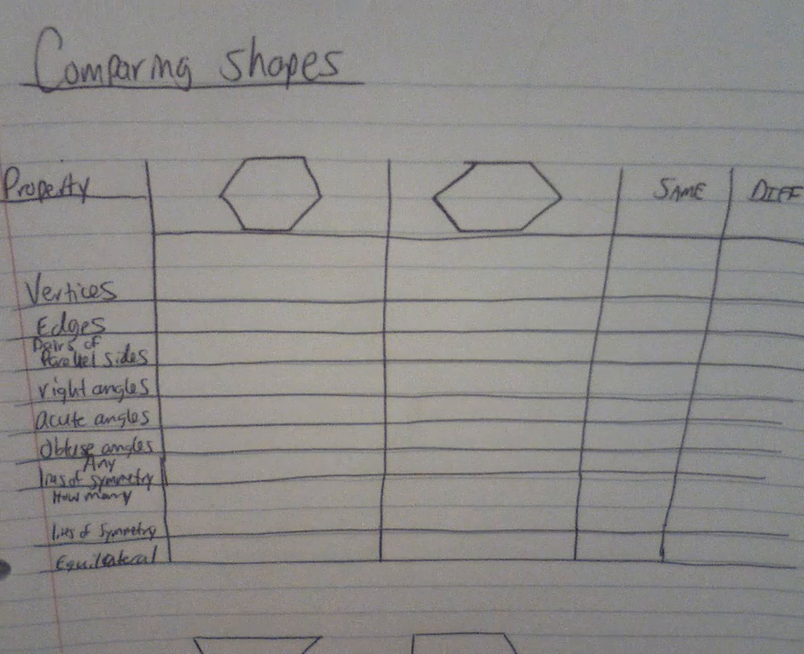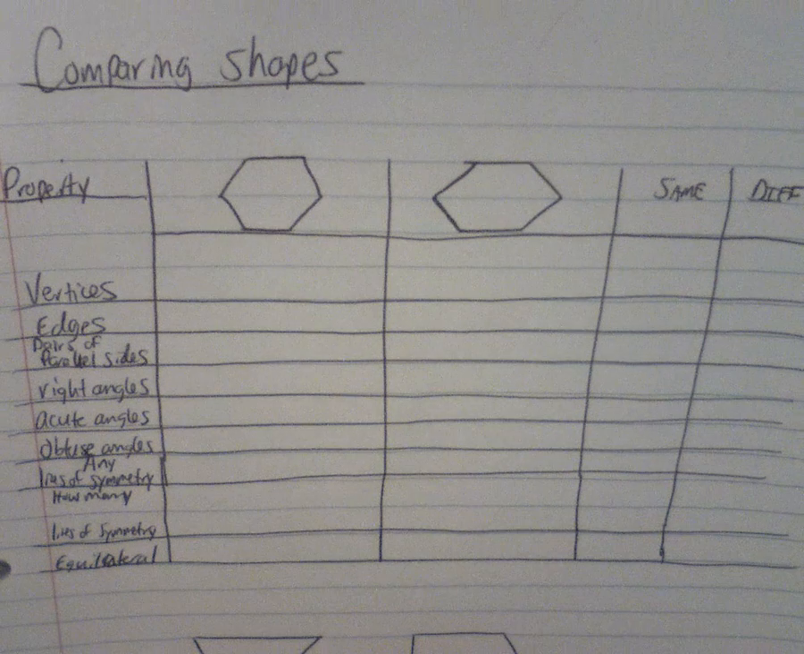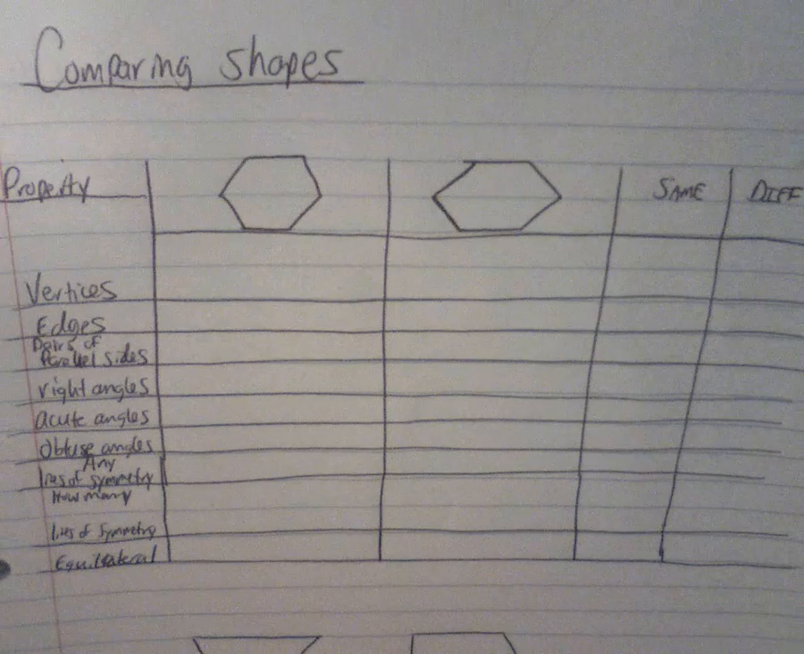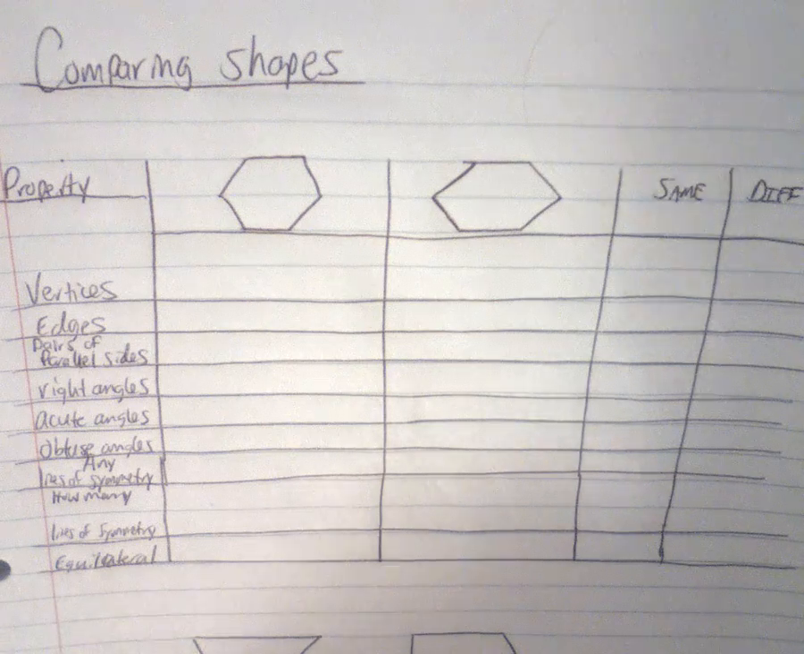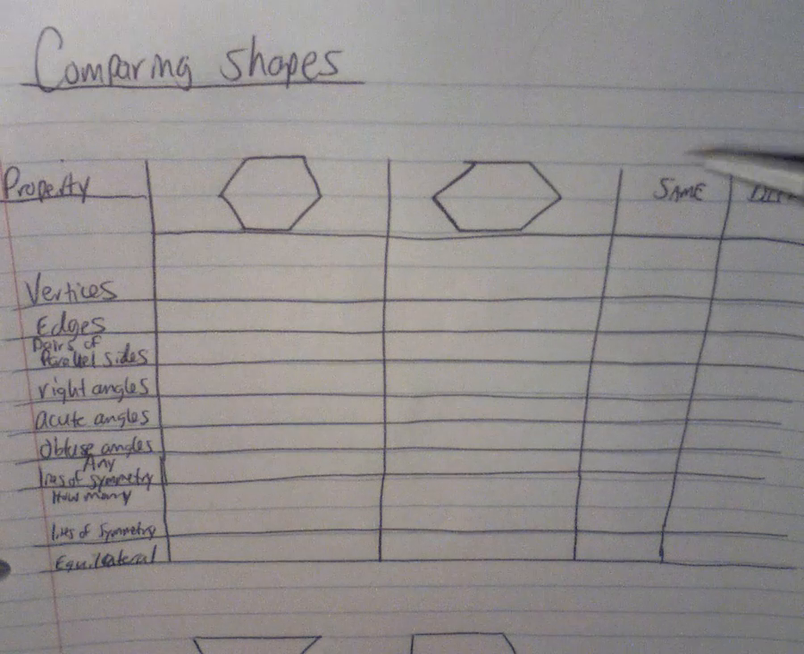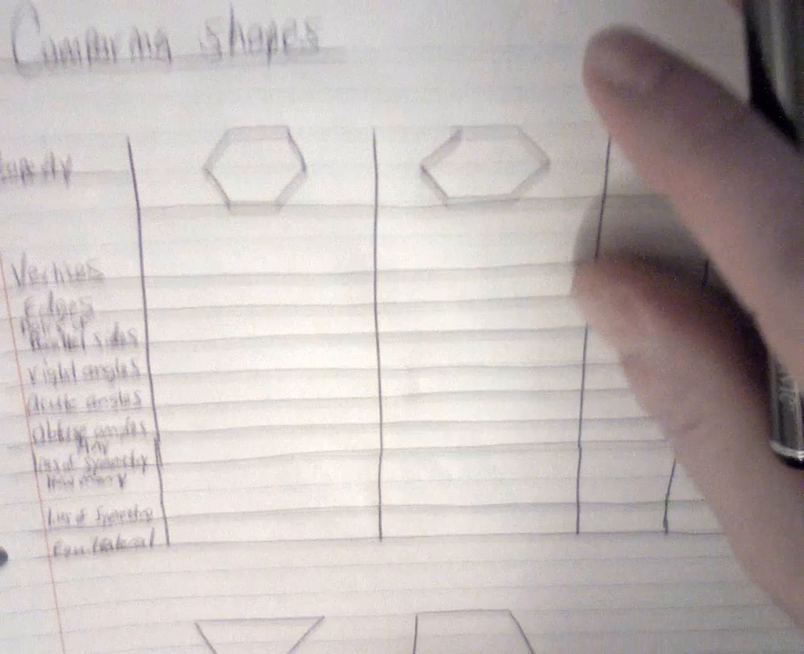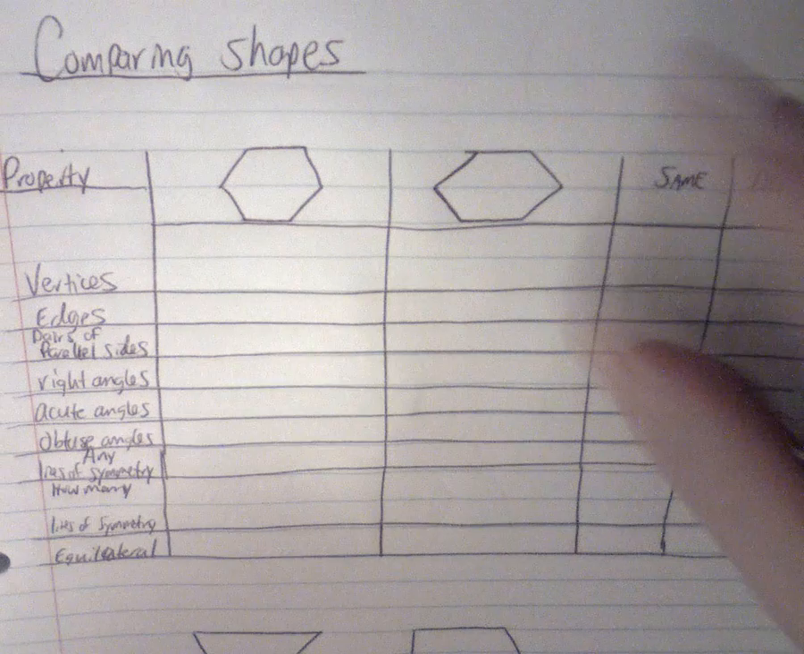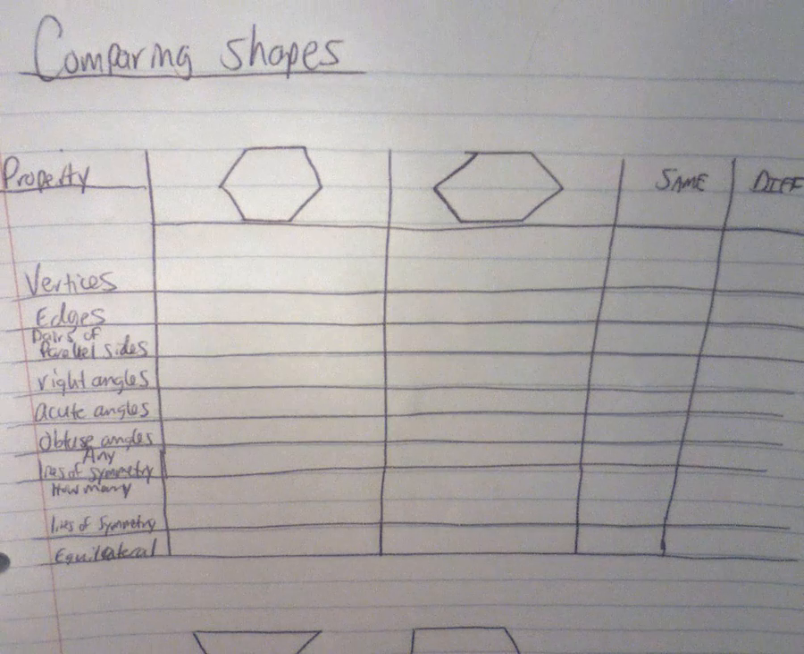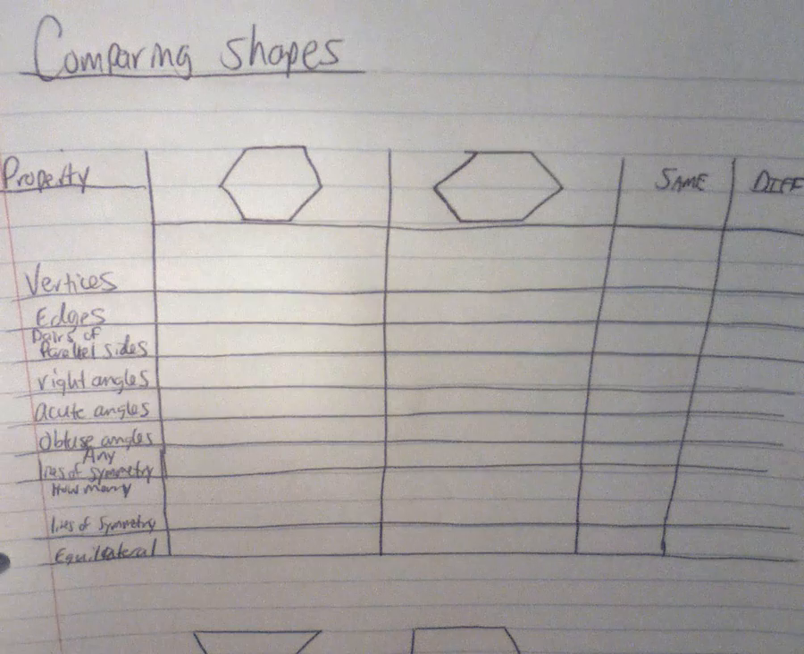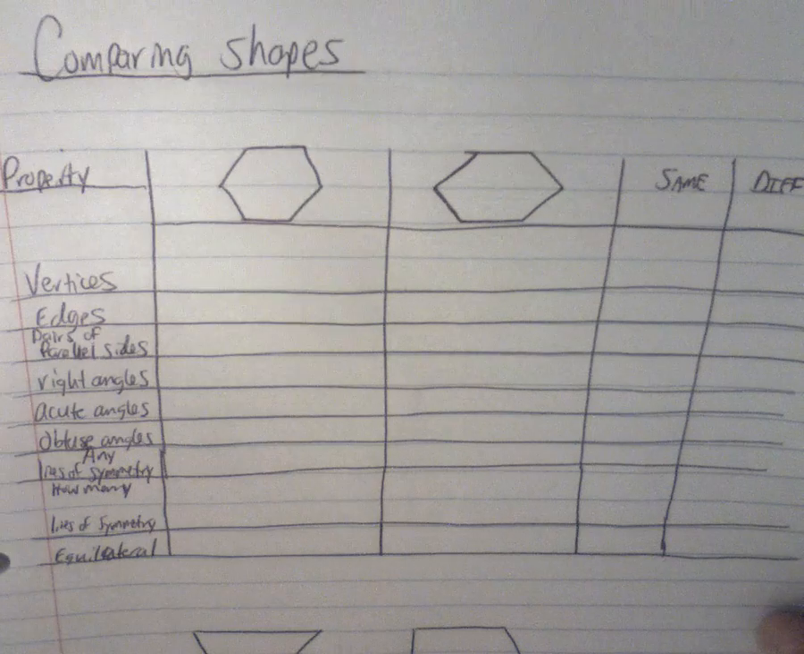If I said a shape with six sides, such as the ones that I have on display right here, then we are talking about hexagons. And that's what we're going to be dealing with today. What we're going to do is compare the two hexagons. You can take a look. Some things look the same, some things look different.